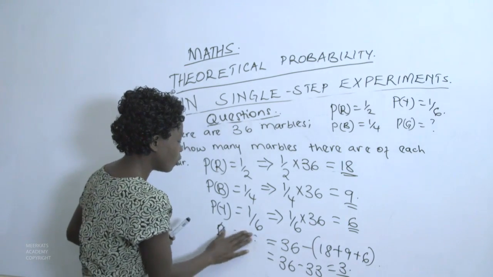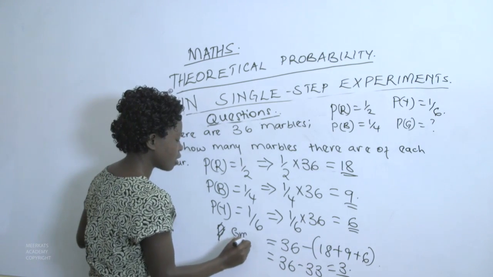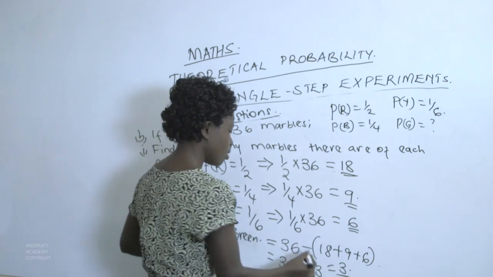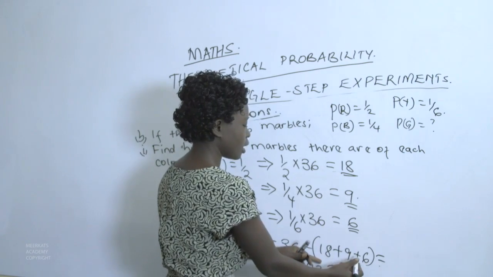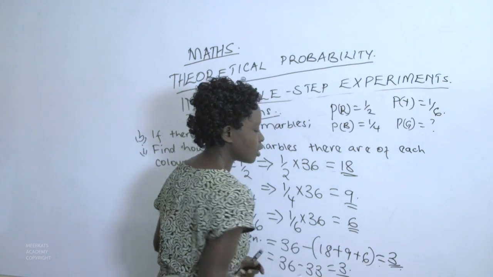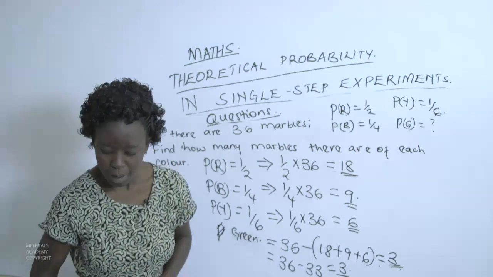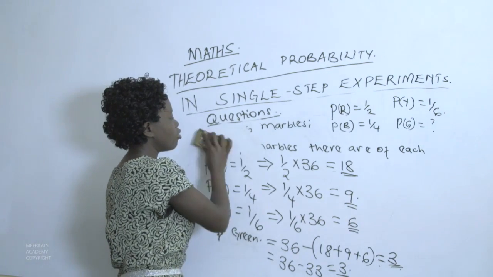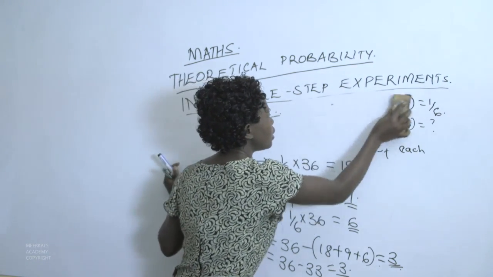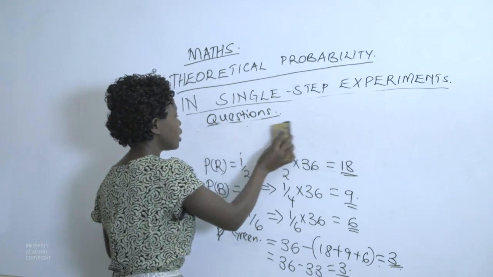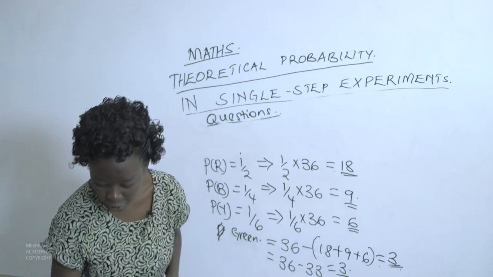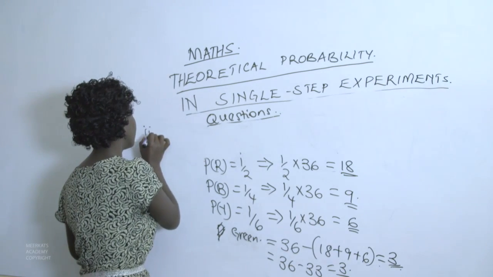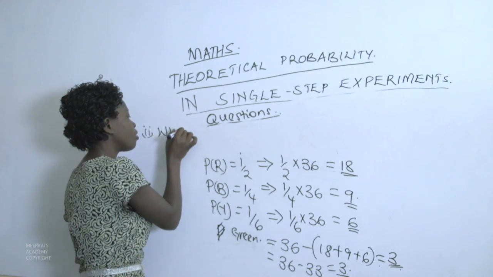This is green but not blue. So we have 3 marbles that are green in color. So green marbles will simply be 36 minus 33, which gives us 3 marbles. So the green marbles in the bag are 3. After getting the number of green marbles in that bag, it is possible for us to get the probability of green marbles in that given bag. So the second part of the question is requiring us to find the probability.